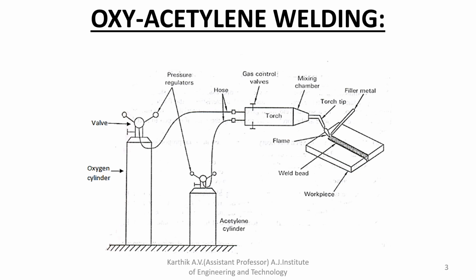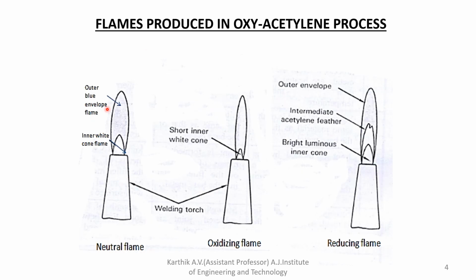Here, the temperature of gas welding is around 3200 degrees Celsius. Next, the proportion of gases we'll see in the next slide: what happens if the proportion of gases increases or decreases. Here you can see three different types of flames are observed, that is, the neutral flame, the oxidizing flame as well as the reducing flame.